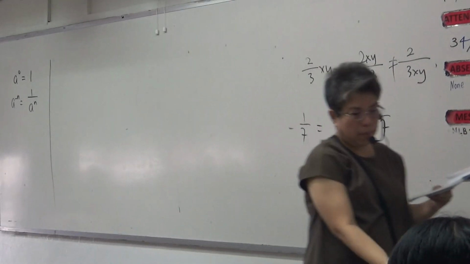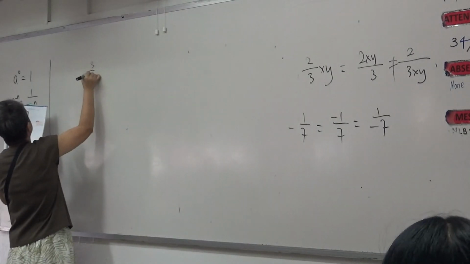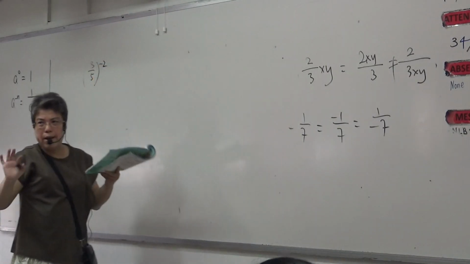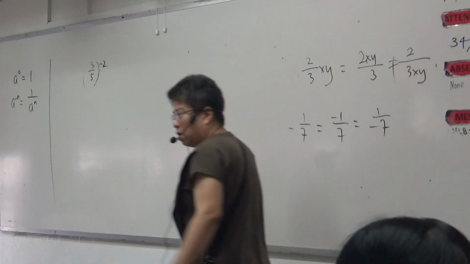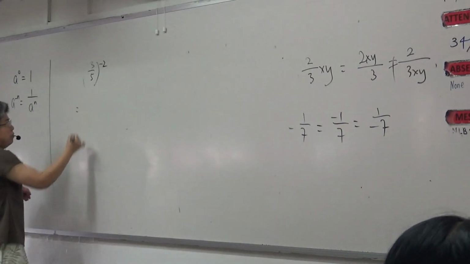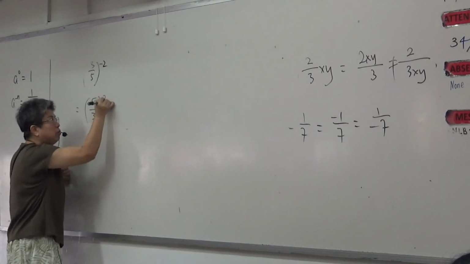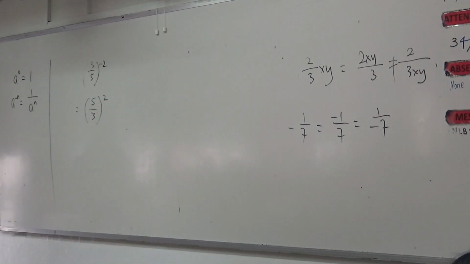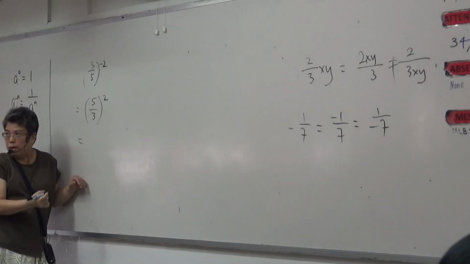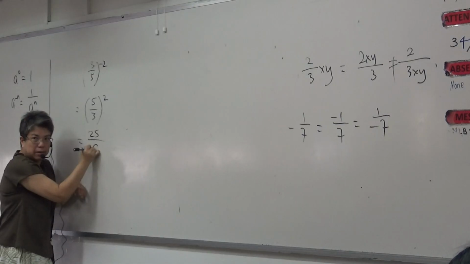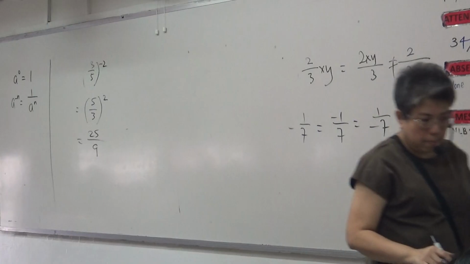Okay. Can you look at this? 3 over 5 to the power of negative 2. Now, whenever you see a negative power, you must get rid of the negative power. Okay, so if I get rid of the negative power, look up, you become 5 over 3 squared, right? Correct. Then, what is 5 squared? 25. 3 squared is what? 9. You can leave it in improper fraction. You don't have to write it in mixed number.